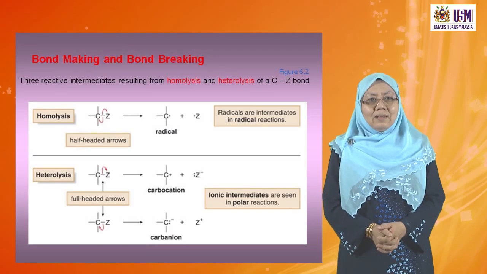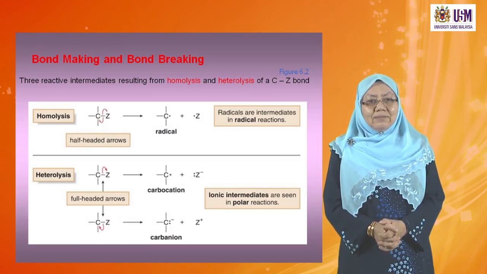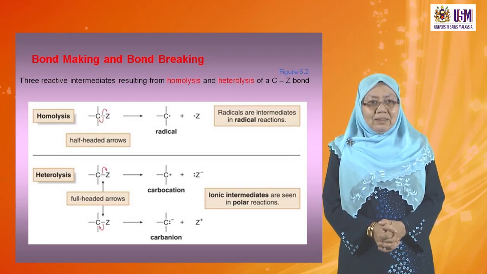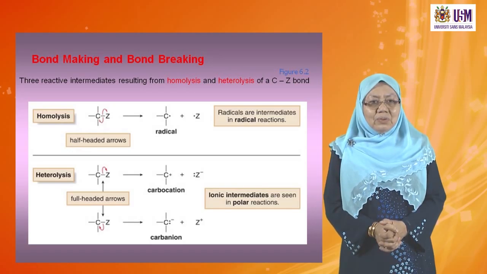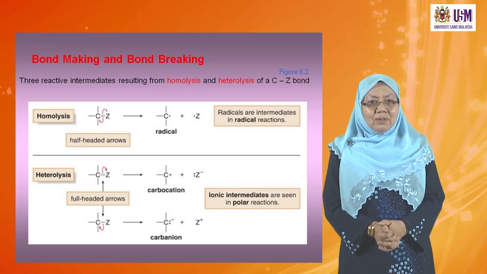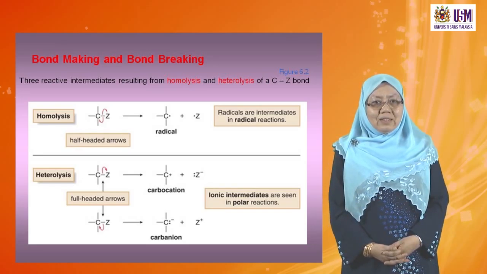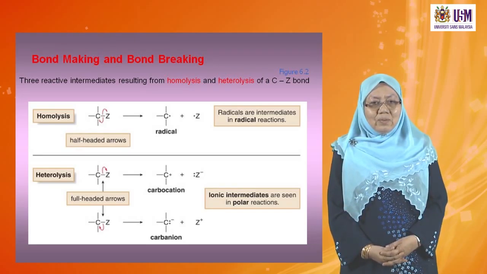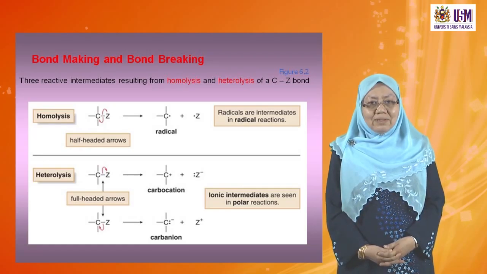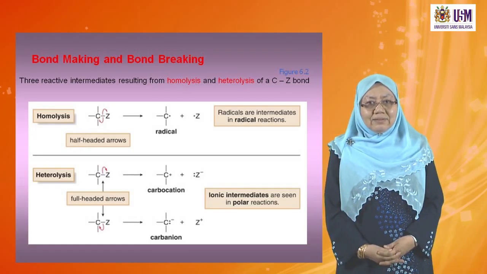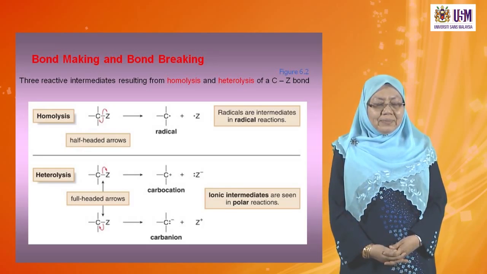Okay, let us see how we can have 3 reactive intermediates resulting from homolysis and heterolysis of a C-Z bond. So in homolysis, using half-headed arrows, we show the movement of one electron going to the carbon and one electron going to the Z. So we have 2 radicals, which is the carbon radical and also the Z radical, and these radicals are intermediates in radical reactions.